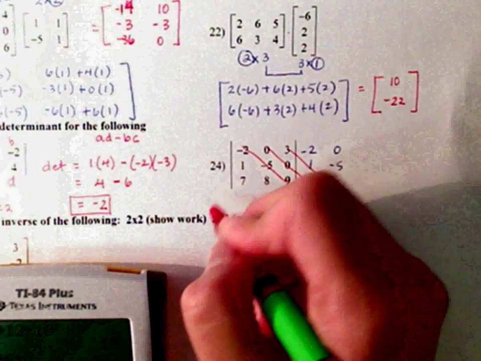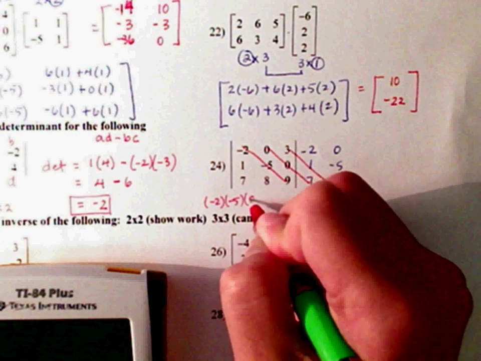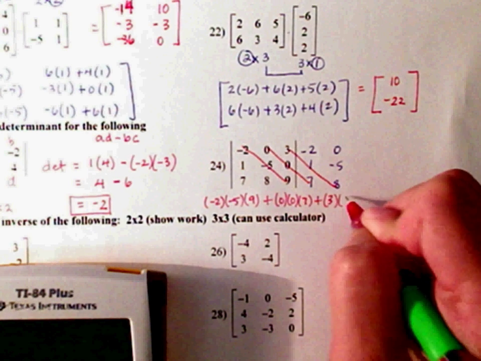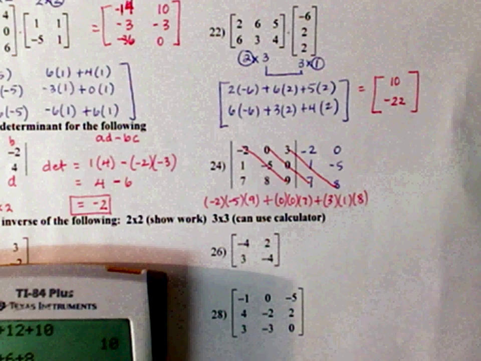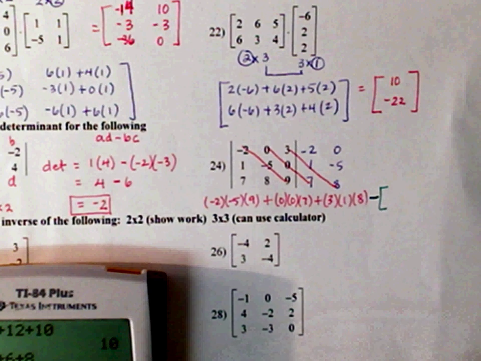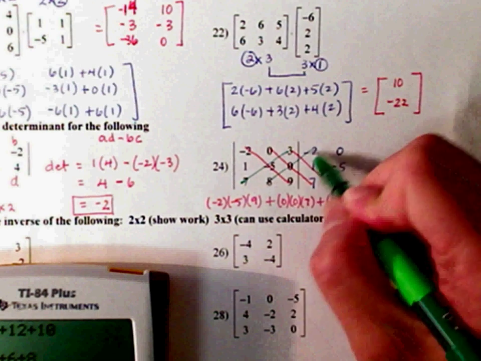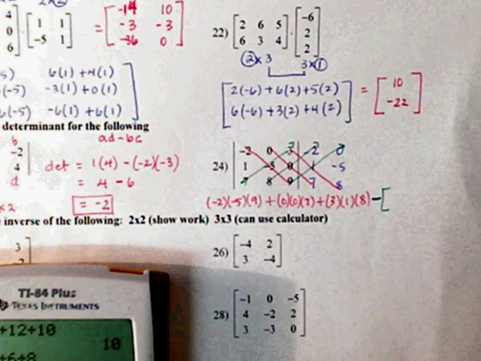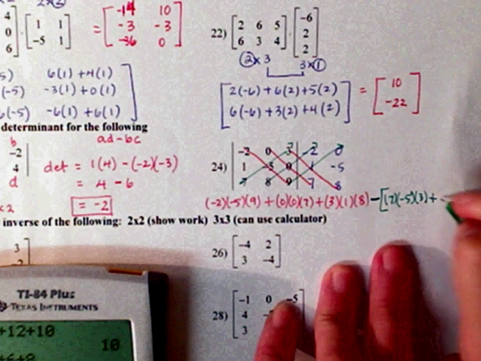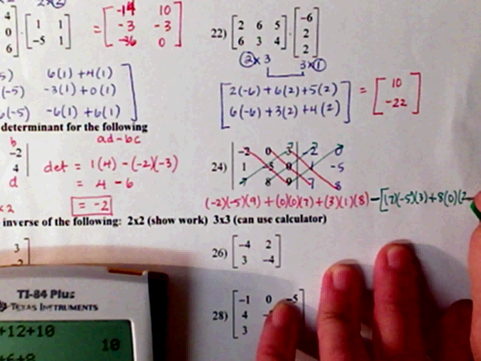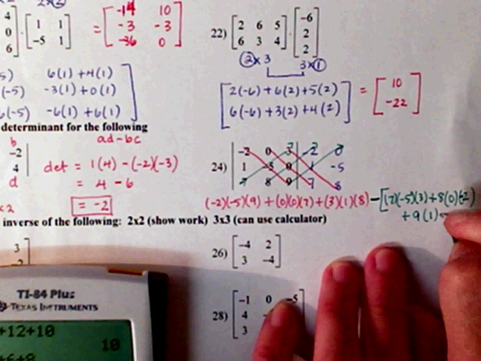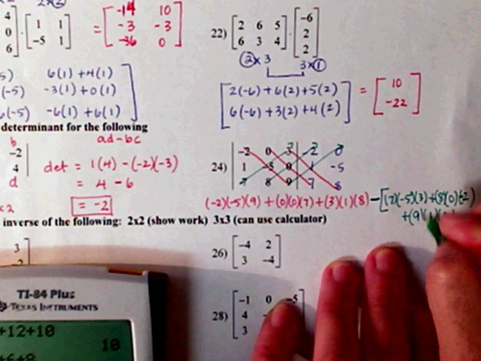So it's negative 2 times negative 5 times 9 plus 0 times 0 times 7 plus 3 times 1 times 8. See it right there? Minus, and I'm going to put those guys together. Okay? This time you're going this way, going up. See it right there? So you're going to have 7 times negative 5 times 3 plus 8 times 0 times negative 2, okay, plus 9 times 1 times 0. And if you want to put parentheses around each one, more power to you, and that's going to end.